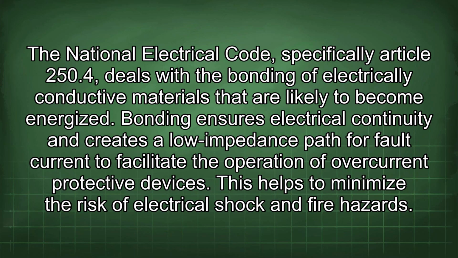The National Electrical Code, specifically Article 250.4, deals with the bonding of electrically conductive materials that are likely to become energized. Bonding ensures electrical continuity and creates a low-impedance path for fault current to facilitate the operation of overcurrent protective devices. This helps to minimize the risk of electrical shock and fire hazards.